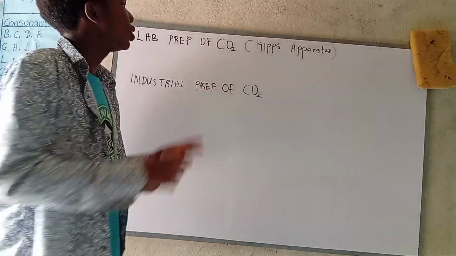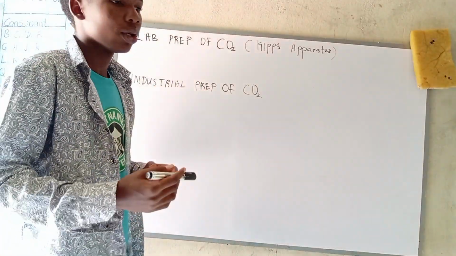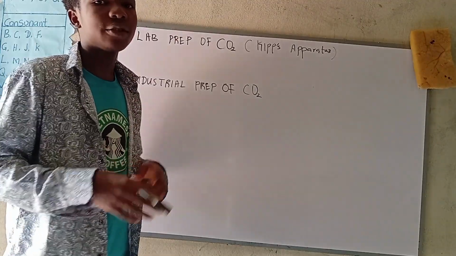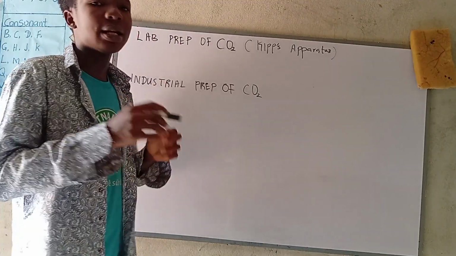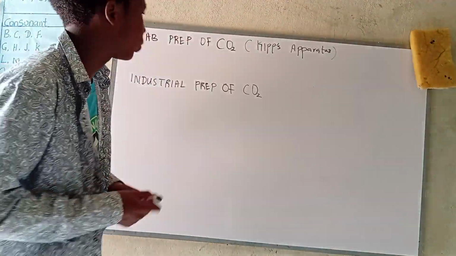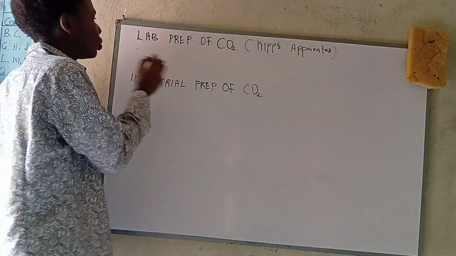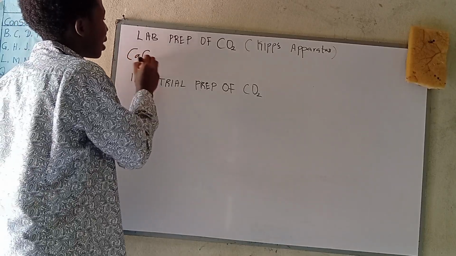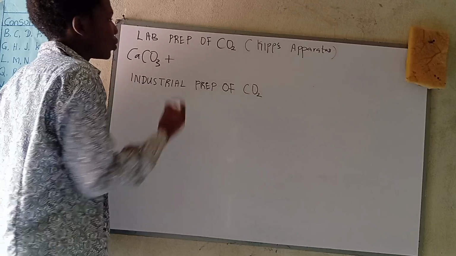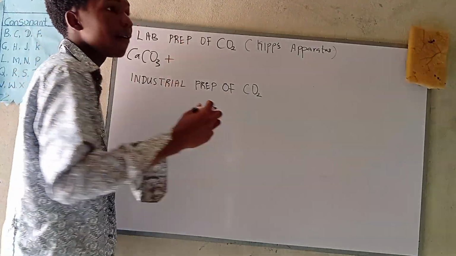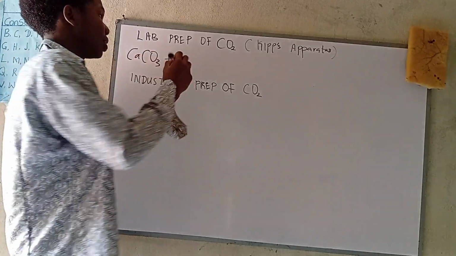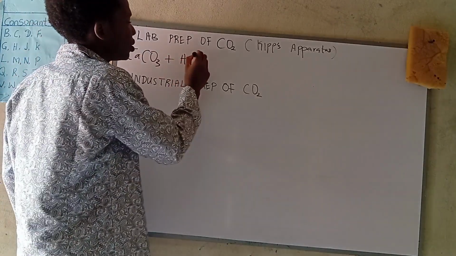CO2 can be prepared in the lab with the action of a trioxocarbonate(IV) and a mineral acid to give us CO2. So now let's write the equation. We're going to use calcium trioxocarbonate(IV) to react with the mineral acid. What is this mineral acid? We have H2SO4 as a mineral acid. We have HCl, but we're going to use HCl.